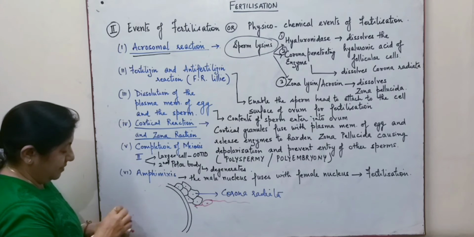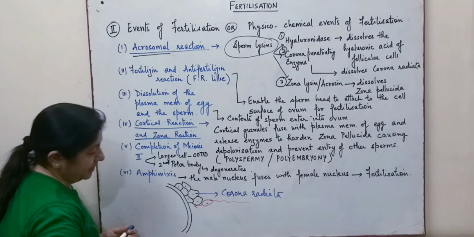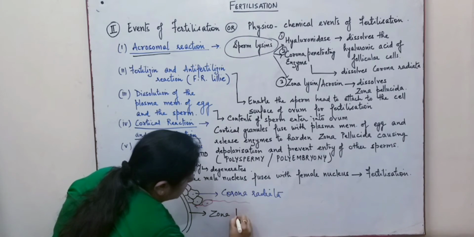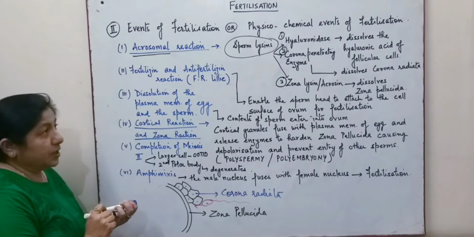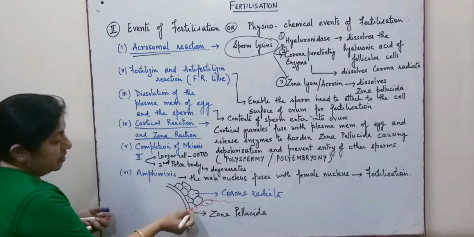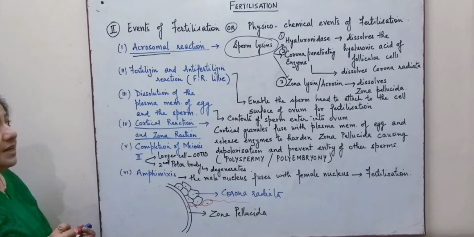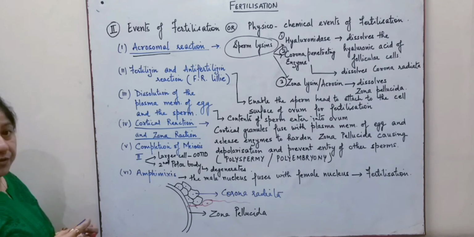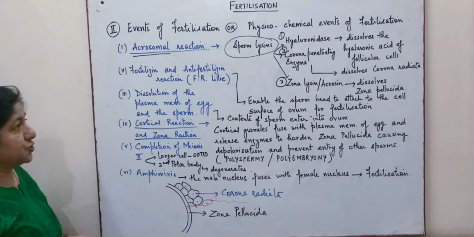Now this layer is the zona pellucida layer. The zona pellucida is dissolved with the help of the enzyme acrosin, or zona lysin, and the hyaluronidase dissolves the hyaluronic acid of the follicular cells. So the first reaction is the acrosomal reaction.